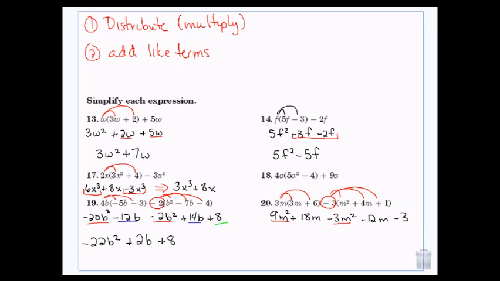You have m squareds that match, and then you have 18 and 12m, and then poor little lonely -3 over here. So 9 and -3 is 6. 18 and -12 is 6. And then lonely little -3.